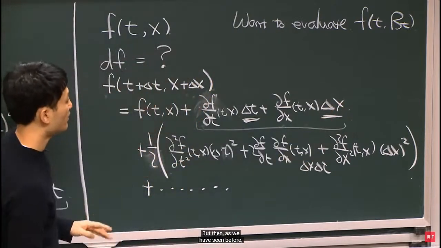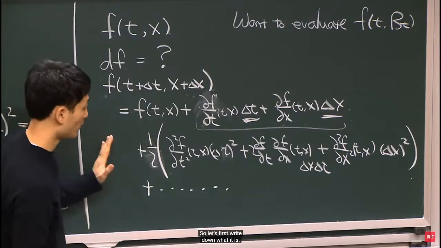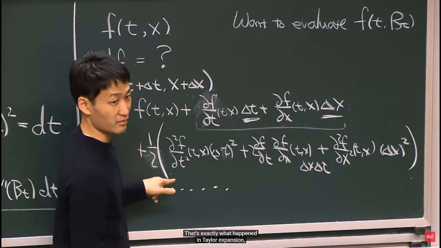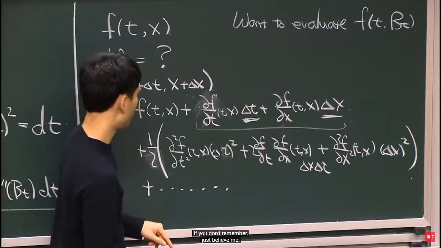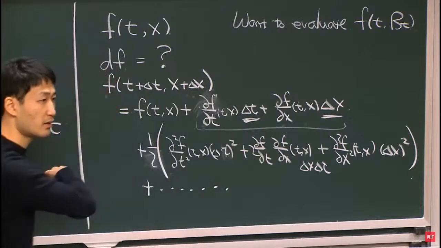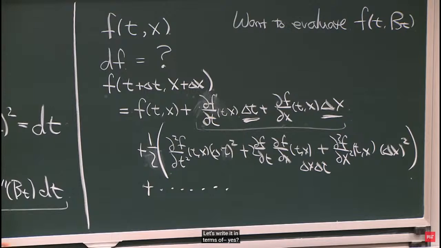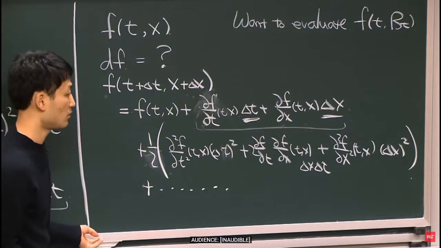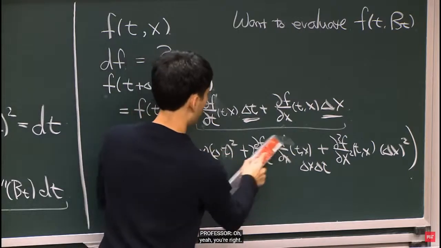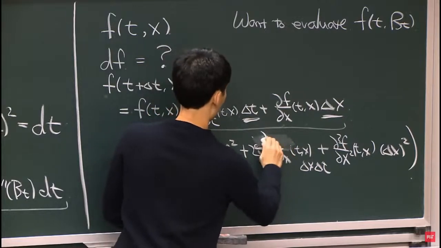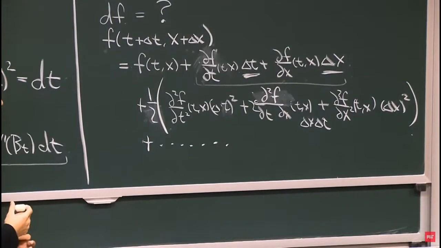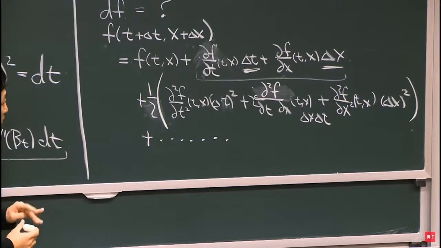But then, as we have seen before, we want to look at the second order term. So let's first write down what it is. That's exactly what happened in Taylor expansion, if you remember. If you don't remember, just believe me. That's 1 over 2 times the second derivative, partial. Yes? Should that be just the second derivative and positive first? Oh, yeah, you're right. Is it good now? Yeah.